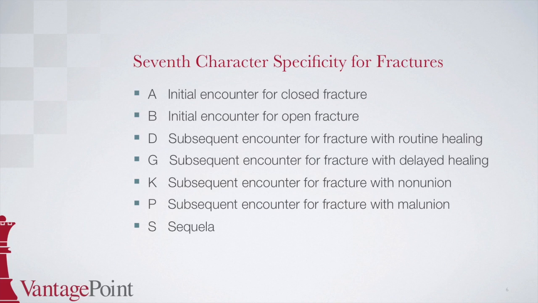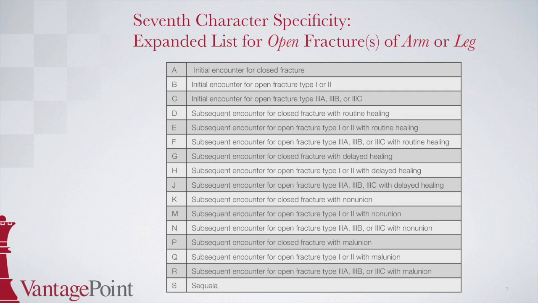For subsequent encounters, seventh characters D, G, K, and P represent a fracture with either routine healing, delayed healing, non-union, or malunion. And finally, S will always be for sequela. This slide depicts all the seventh character options for traumatic fractures of the arm or leg. You can see that the 3 episodes of care are still represented, as well as open and closed fractures, and the same healing types for subsequent encounters are also represented.